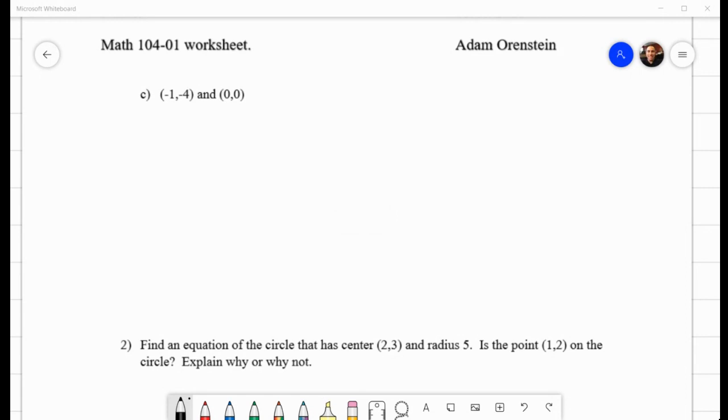All right, so this one is the same idea, right? What we want to do is get an equation of that line. Here, the slope is actually pretty easy. Okay. Again, change in y over corresponding change in x. So again, 0 minus -4 divided by 0 minus -1.